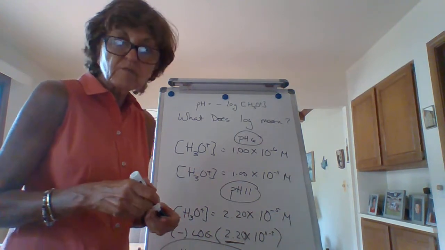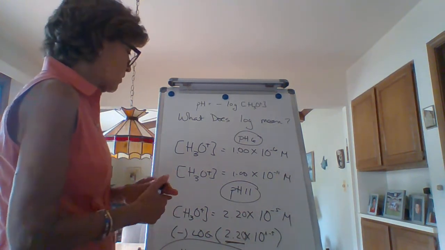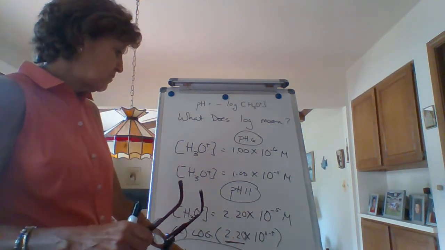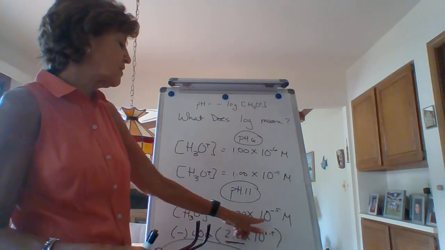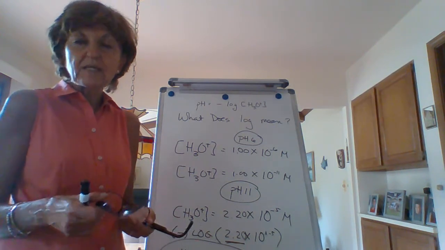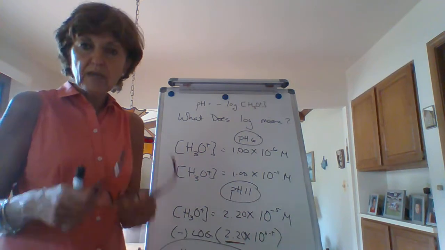The only way you're going to become really good at this is if you practice. Okay. So what is this telling you? It's telling you that your solution is acidic. Well, you already knew that. If you looked at this number here, 2.20 times 10 to the minus 5, that number is more than 1 times 10 to the minus 7. So of course it's acidic, but now you can actually figure out the actual pH.